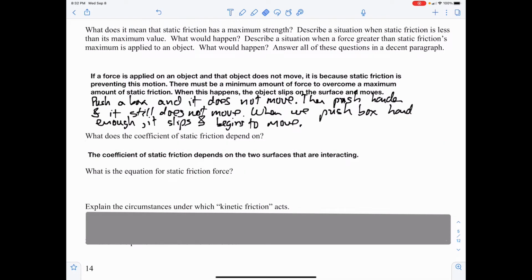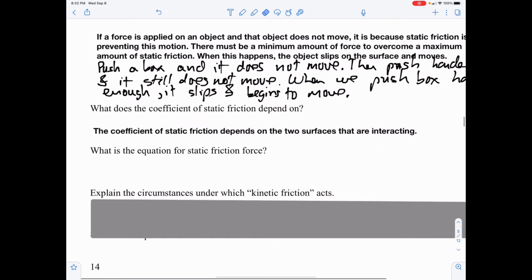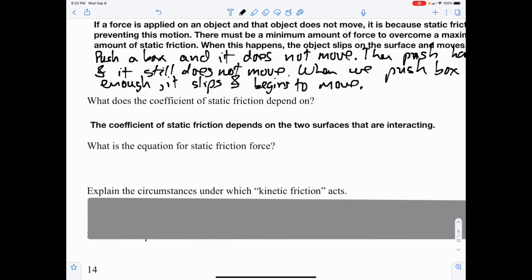Well, the coefficient of static friction depends on what the two surfaces are that are interacting. So for instance, maybe it is wood on wood, or rubber tires on concrete, or various others. There's a lot of different examples of surfaces that interact, but the coefficient of friction completely depends on what those surfaces are. What is the equation for static friction? Well, the equation for static friction is F_s is less than or equal to mu_s times the normal force.